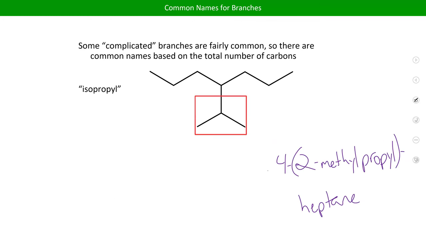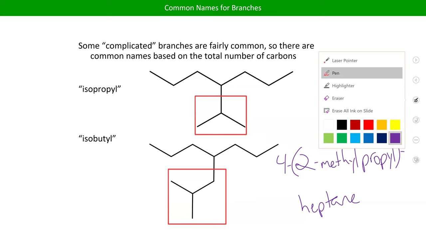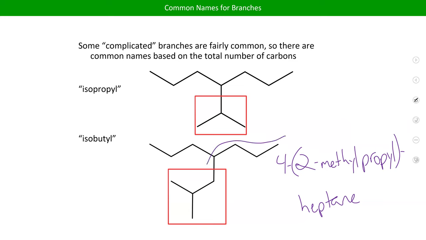Going back to this example, I didn't finish. The better way to count here, there's a way we can count and still get 7 in a row that doesn't give us a complicated branch. If we started counting here and went along there, that's still 7 in a row. So that's still heptene. But now the side branches are a lot simpler. Now we have 2 branches instead of 1 branch, but both of them are simpler.